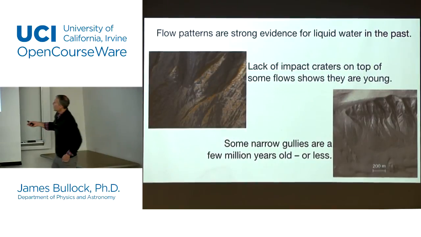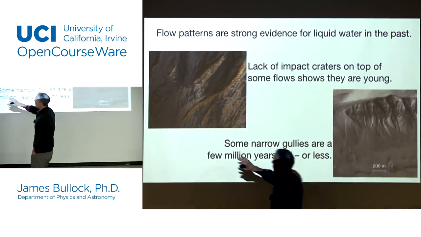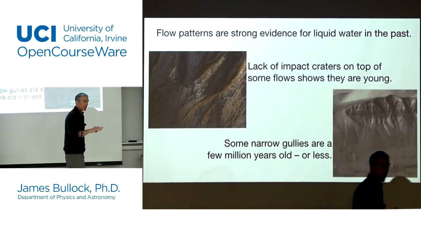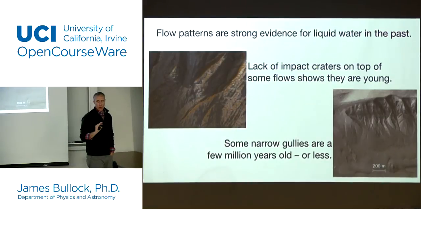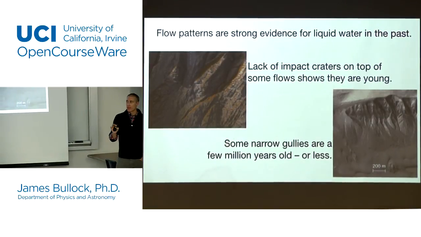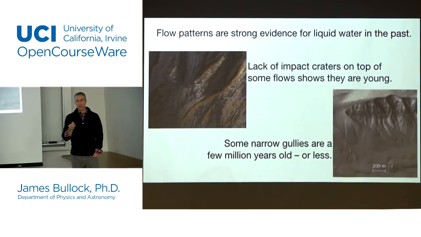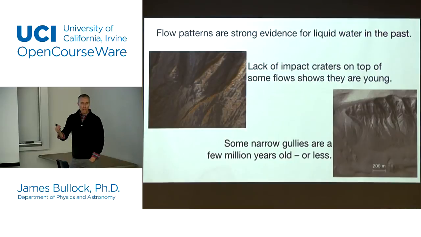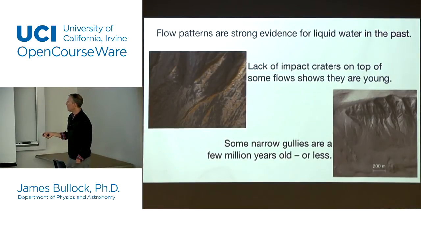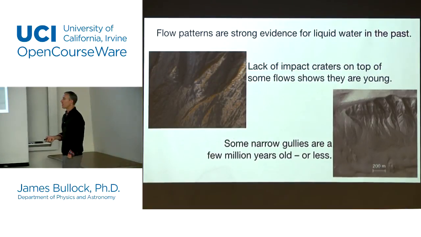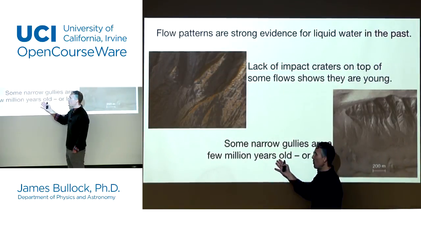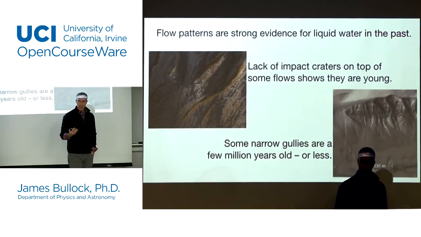The fact that you see these riverbeds, or these flow patterns that are not covered up by meteor strikes suggests that they were at least not that long ago, that they haven't been obliterated by stuff impacting the surface of the planet. So that allows you to give some rough age estimate that it wasn't 4 billion years ago that these things were happening. It could have been reasonably recent in geological timescales. And in fact, there are some narrow gullies that might be less than a few million years old, which is kind of astounding if you think about it.